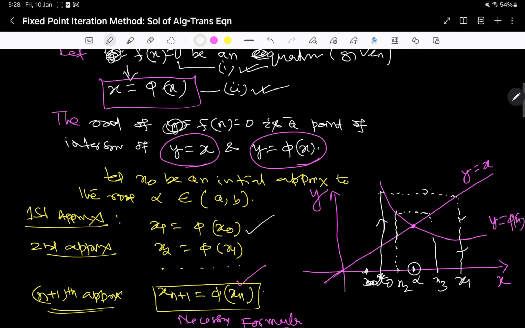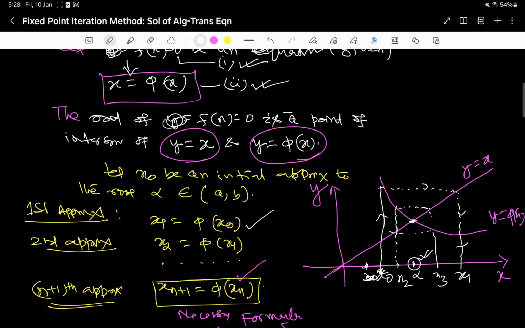Now this is my fixed point here. This is the point of intersection, and it is the point alpha. Alpha is the root. In this way, we go on approaching alpha. So this is the geometry of the fixed point iteration method.